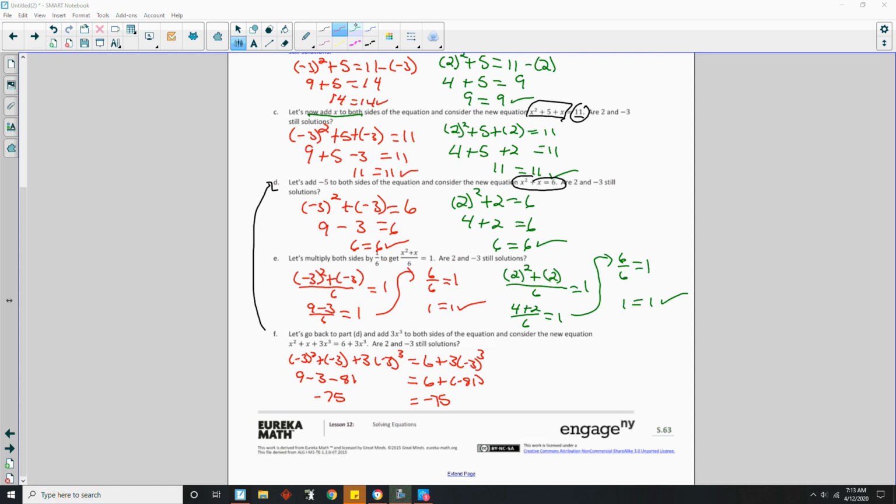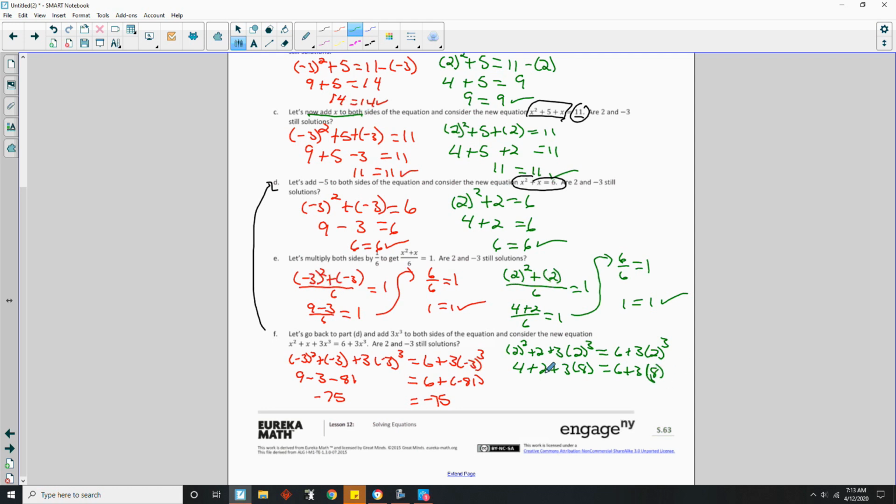Okay, now we're going to do the same with the 2. So when I substitute in 2, I'm going to get 2 squared plus 2 plus 3 times 2 to the third power equals 6 plus 3 times 2 to the third power. 2 squared is 4, plus 2, plus 3 times 2 cubed, which is 8, equals 6 plus 3 times 8.